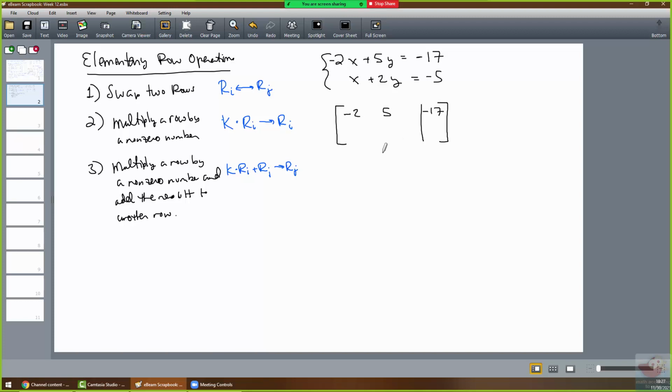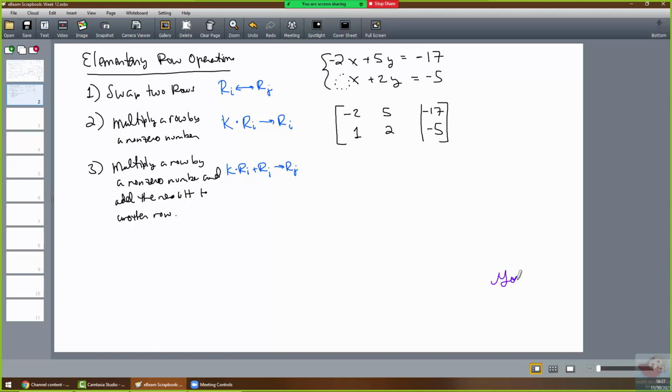Good. And now cover your left eye and please read the second row. 1, 2, -5. Very good. I'm assuming you cover your left eye. Yeah. I believe you. Okay. That's where we're starting.